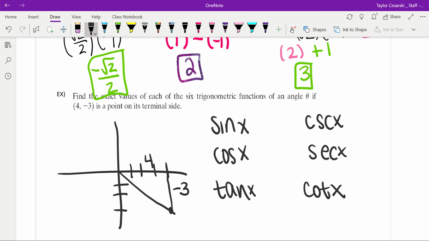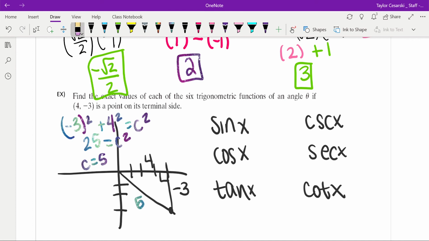Now you notice we have a problem because we don't have our third side. However, this is a right triangle and we know how to find the third side of a right triangle using the Pythagorean theorem. So we have -3 squared plus 4 squared equals c squared. 9 plus 16 is 25. And so c is going to equal 5. Anytime you have two sides, you should be able to find the third side of your right triangle.